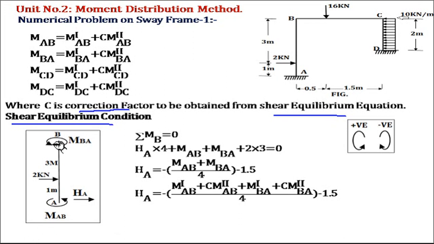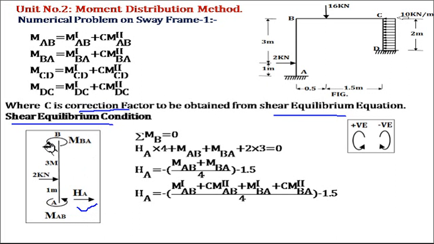Now we don't know the moment, how it is acting, whether it is clockwise or anti-clockwise. Here we will consider this moment in member BA. It will act in anti-clockwise direction, as well as in member AB it will act in anti-clockwise direction, because the sign of anti-clockwise direction is positive. And here we'll assume that H is acting towards the right side. Now here we have to find out this value of HA.